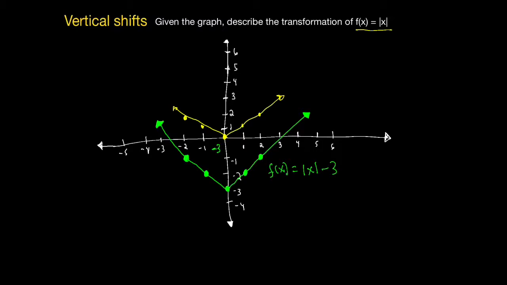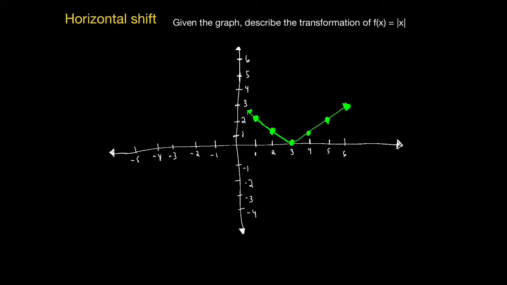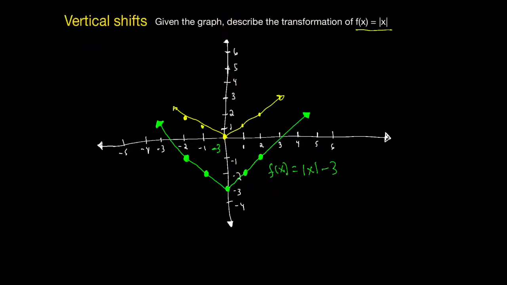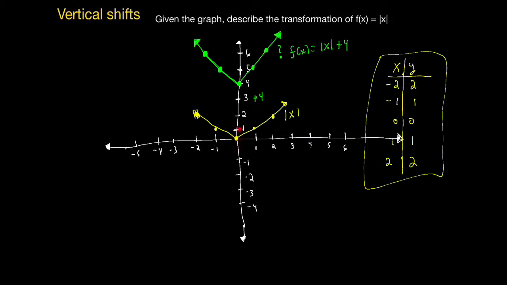And here's the general rule for vertical movements. For vertical shifts, this is how we write the functions. If we want to shift upwards by a units, we add a. And if we want to shift the graph downwards by a units, we subtract a. So here you see that we subtracted 3 because we wanted to move it down, and here we added 4 because we wanted to move it up. Alright, horizontal shifts are going to have a similar flavor.